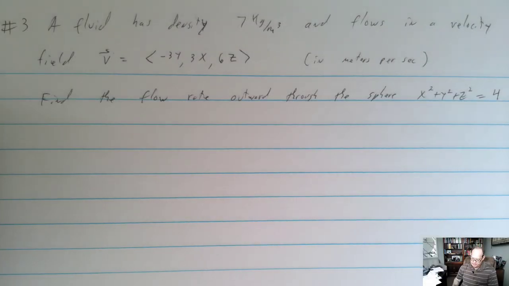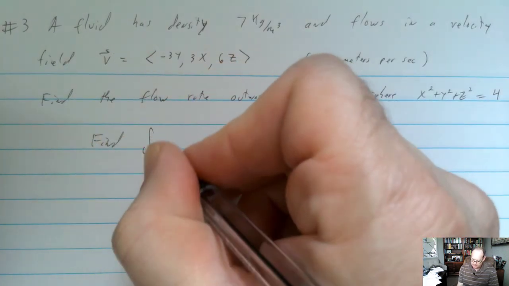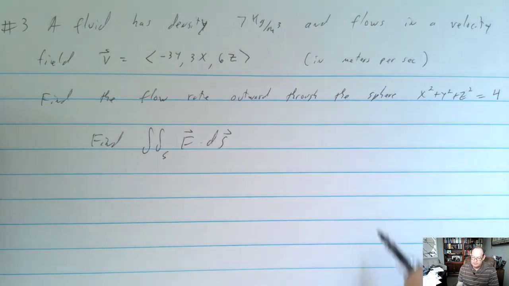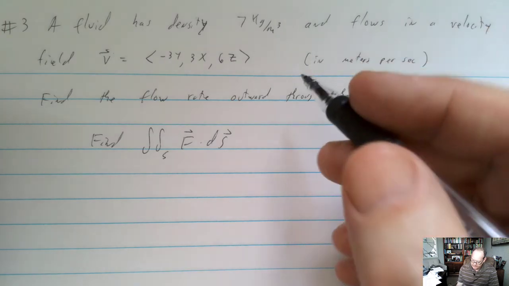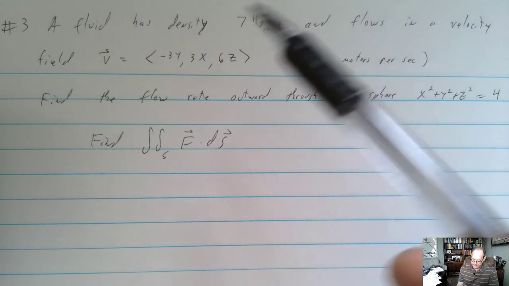All right, this problem is a flux integral. So we want to find the integral of F dot dS. The F is the amount of fluid flowing through, and that'll just be the density of the fluid times its velocity.